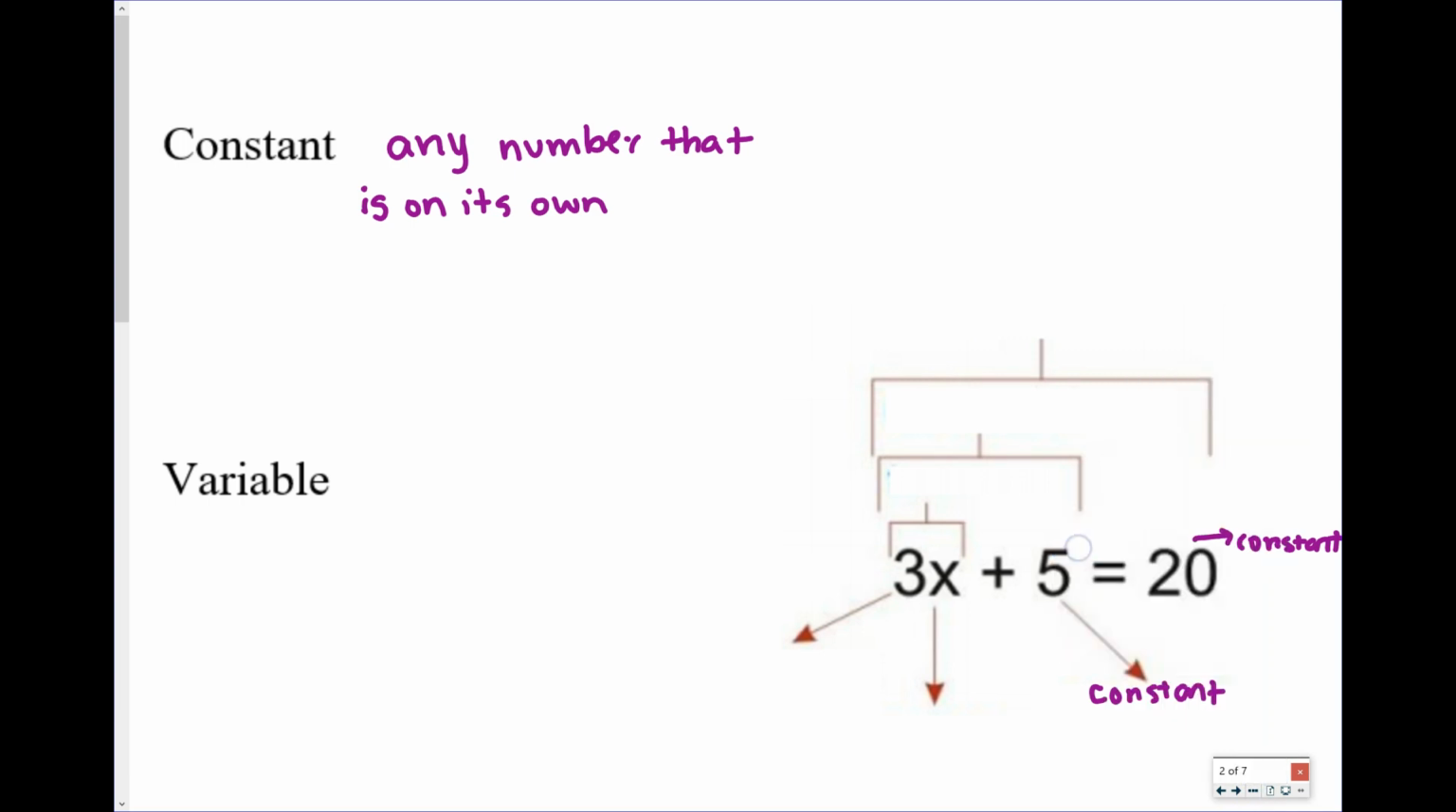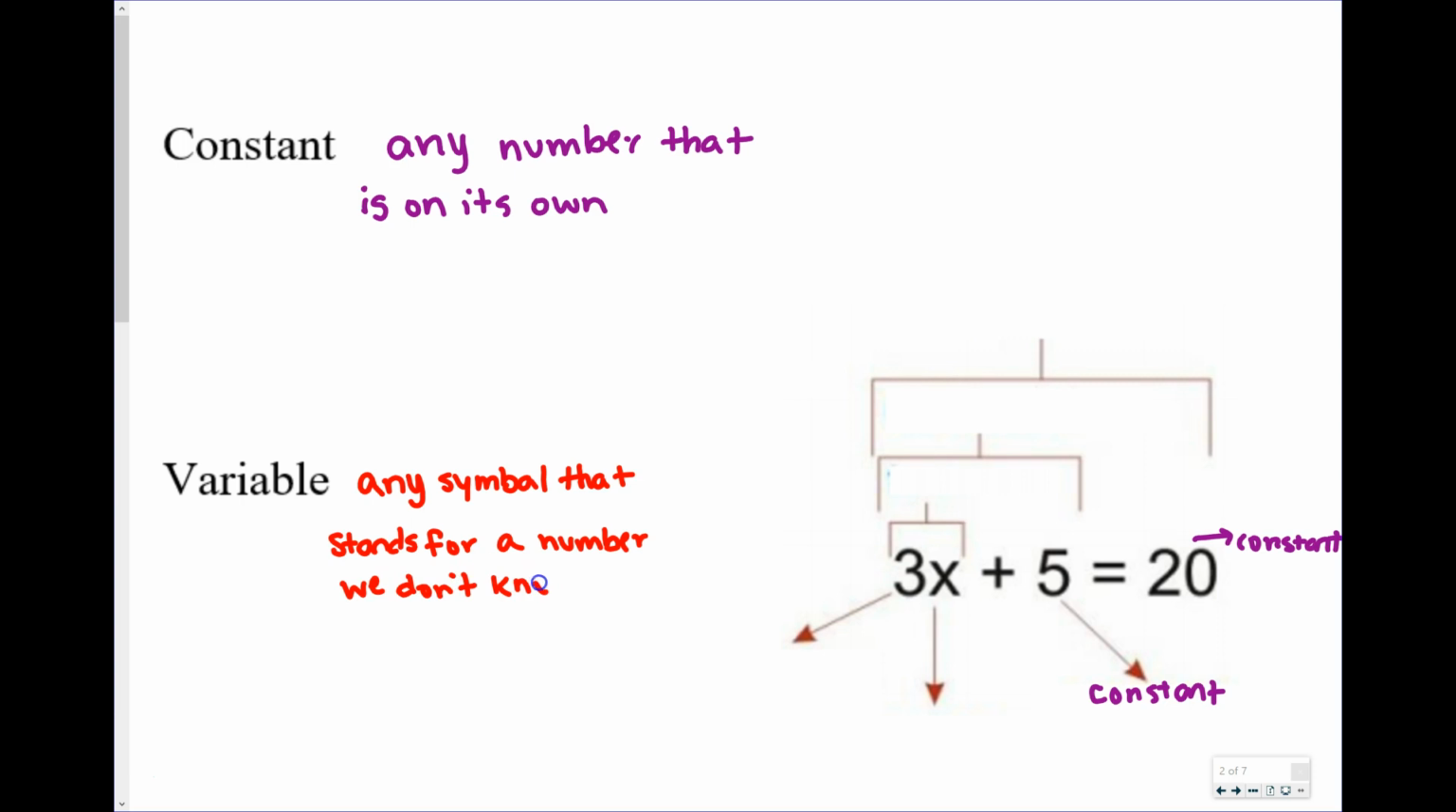The next word is variable, which is something you've heard a lot, but a variable is any symbol that stands for a number we don't know yet. So in this example, I have one variable, and that is the x. Okay, not so bad, right?